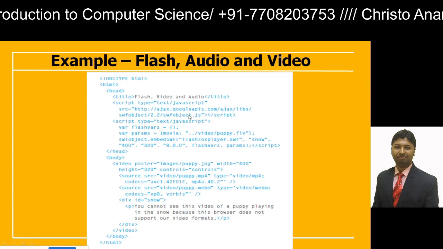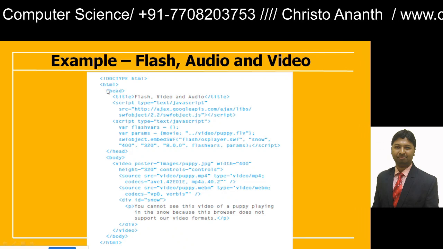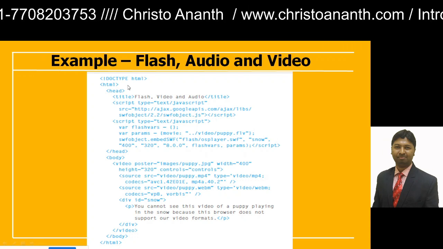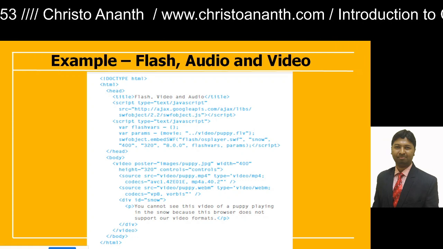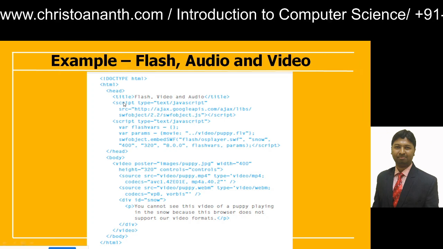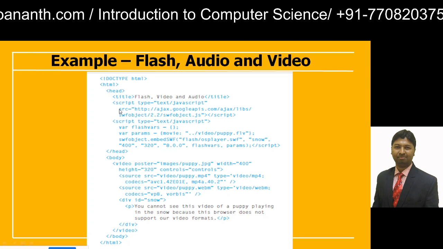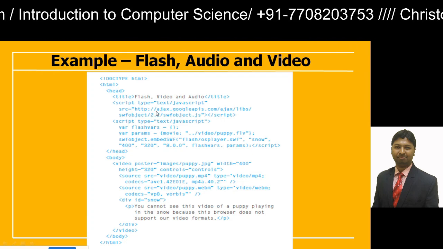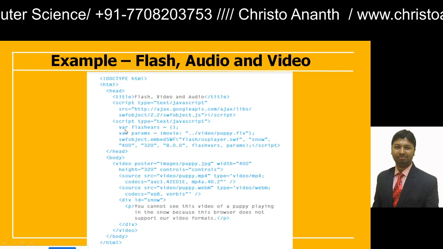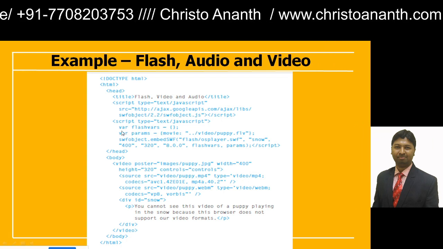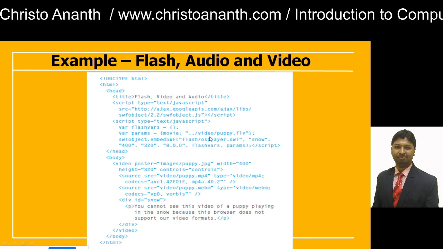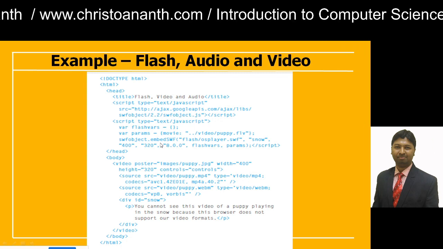So this is an example of Flash audio and video. You start with the exclamation symbol, document type HTML, and then the HTML tag, head, and then you have the title, Flash audio video, and the script type with the source src attribute. You are going to access this URL, and then in the script type you go with var flashvars and an empty brace, and then var params is equal to movie, video slash puppy.flv.